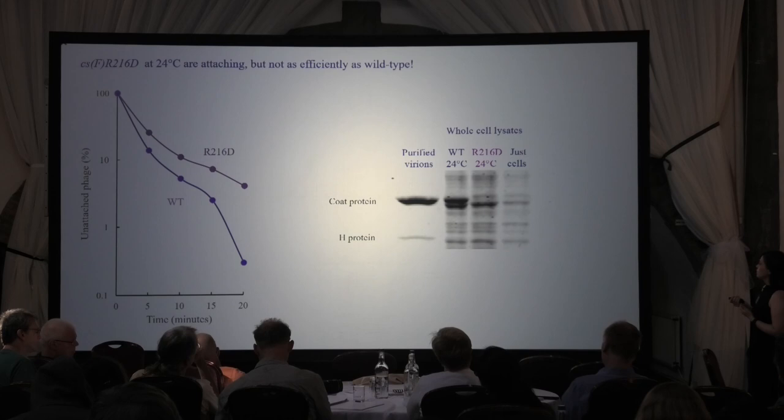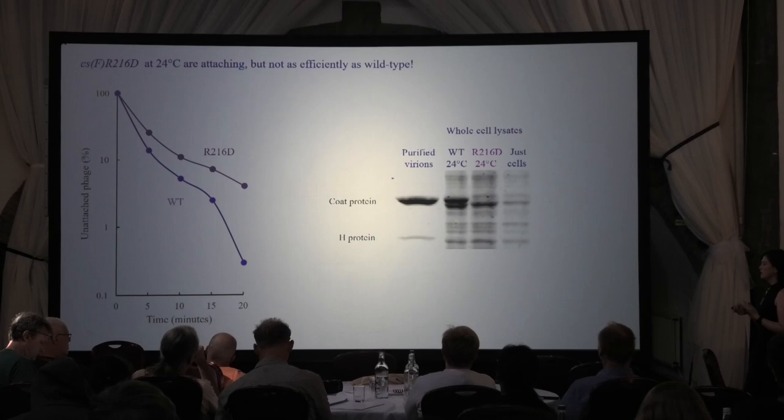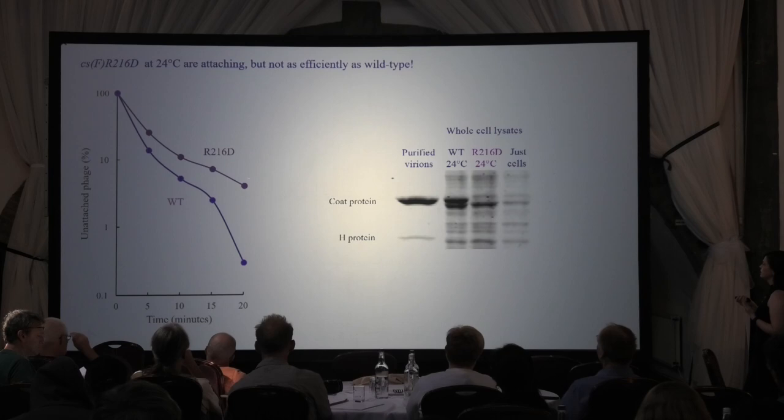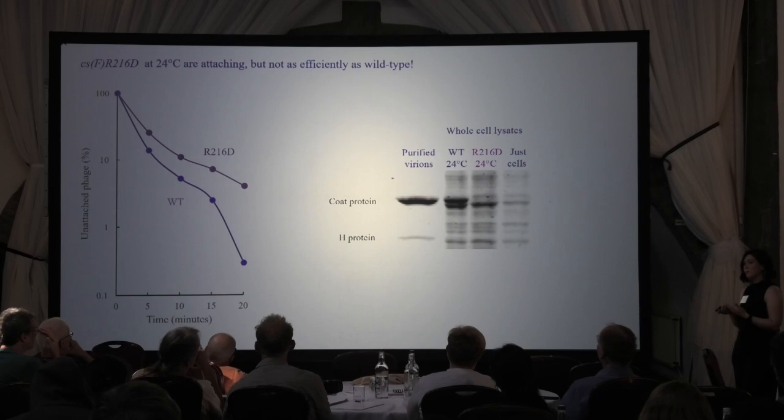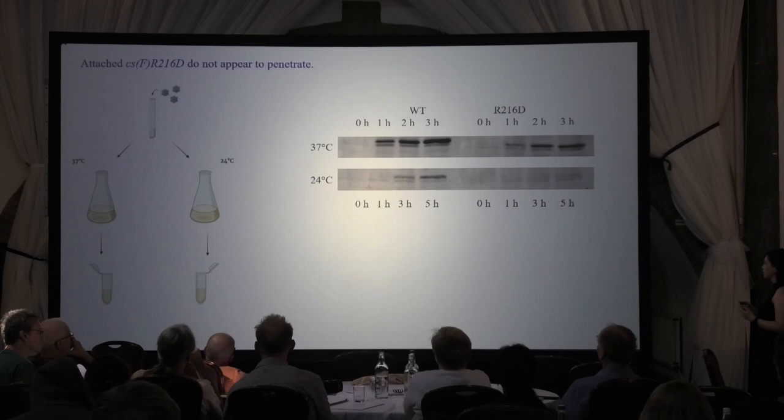And this is the percentage of phage that was left in the supernatant, so unattached. We can see that 216D does decrease in the amount of unattached phage in the supernatant as time progresses, similar to that of wild type, but not quite as efficient. And so we wanted to compare these infections as they progressed.